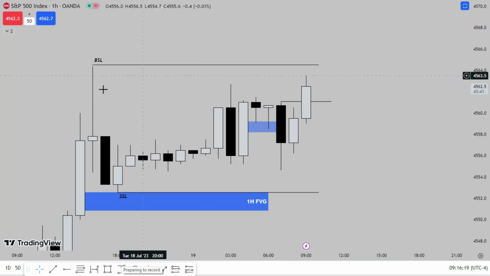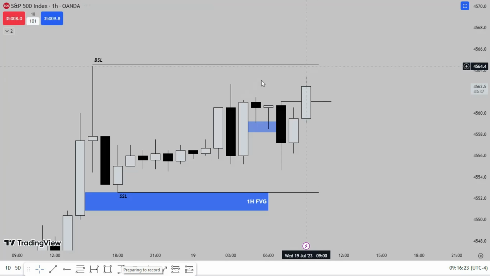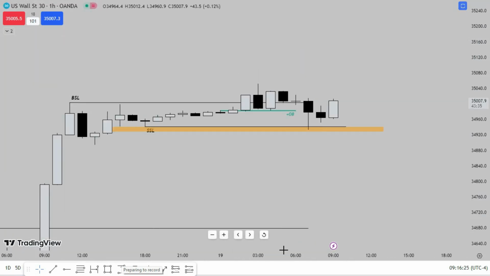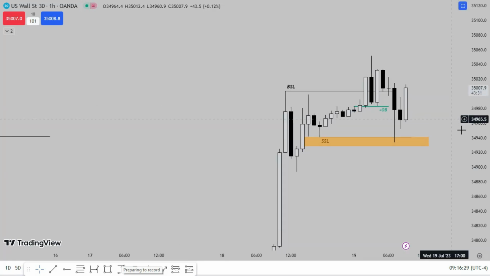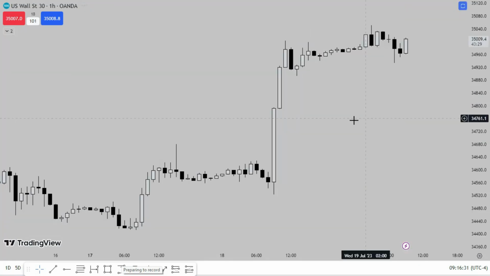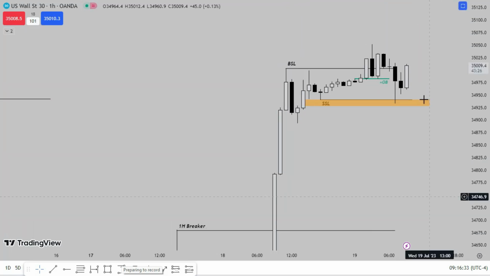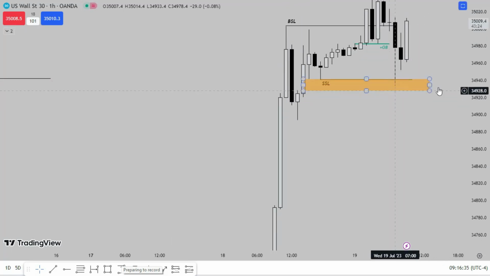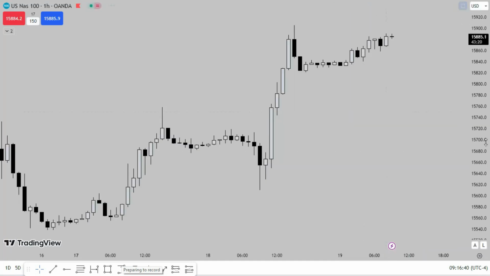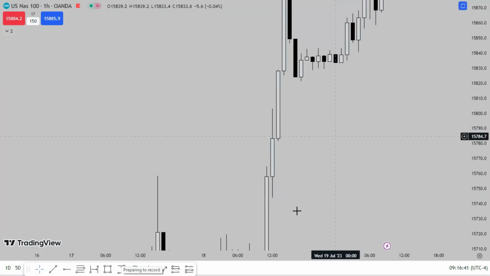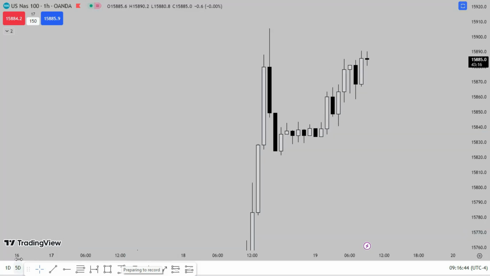S&P 500 has not yet violated this high right here. US30 violated them early in the morning, 2 a.m., beginning of London, and then went back to violate these lows right here. So it seems like these lows have been respected. Right now we're on NASDAQ.